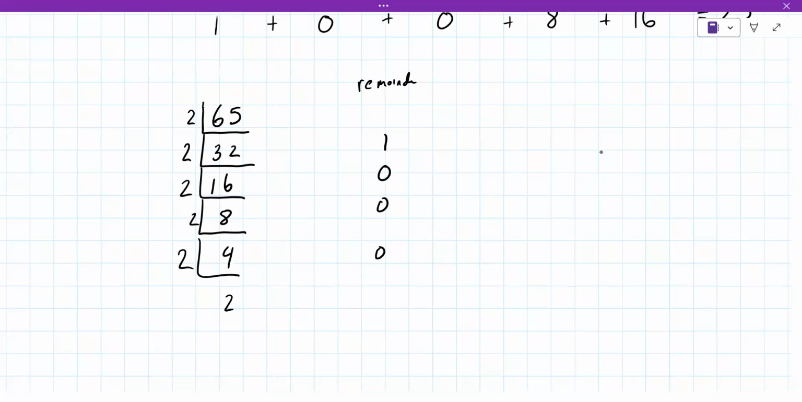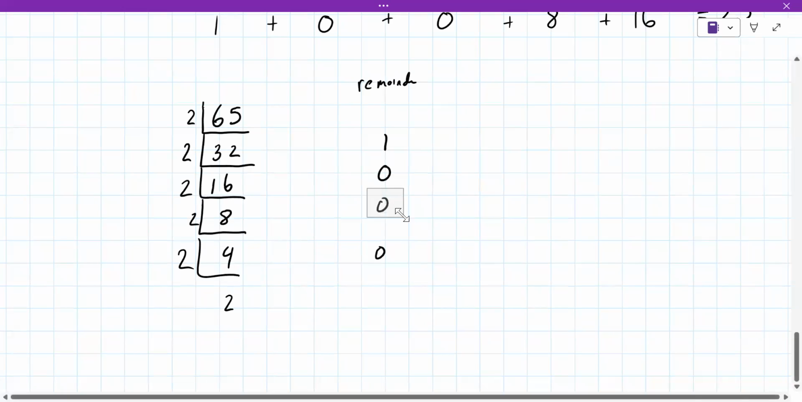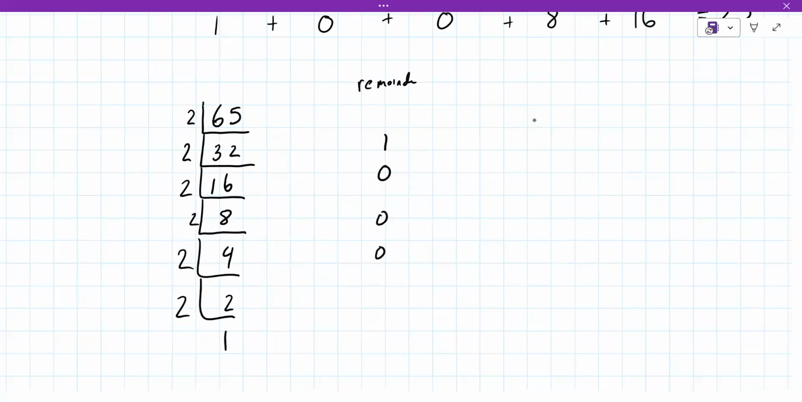I don't really like the way she's doing this, but you can have your own way. And then the last one there is when you divide by 2, you get 0 with a remainder of 1.